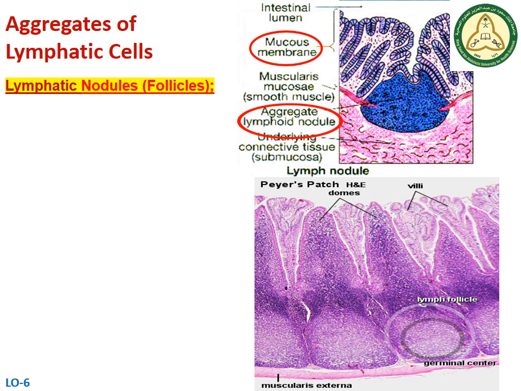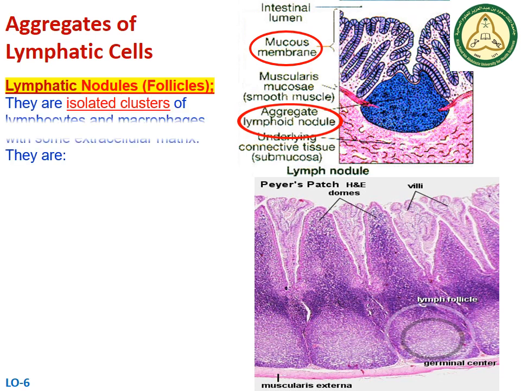They are not nodes, which are big size; they are nodules. Sometimes they are also called follicles. So follicles and nodules are the same, but follicles and nodes are not the same. Follicles are nodules, smaller. Nodules and follicles are very important. They are isolated clusters of lymphocytes and macrophages, with some extracellular matrix.